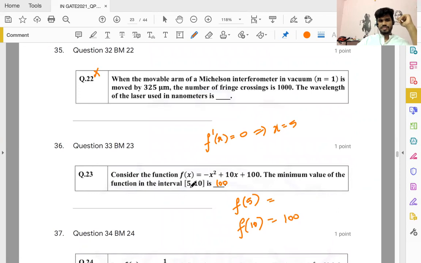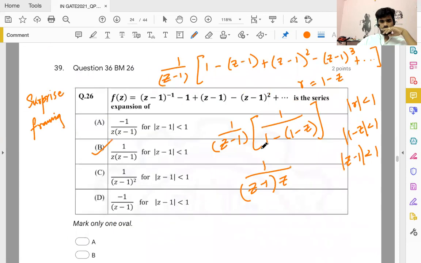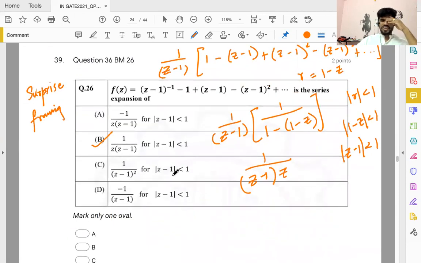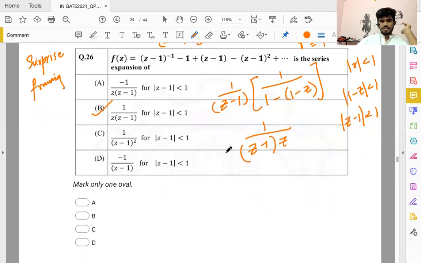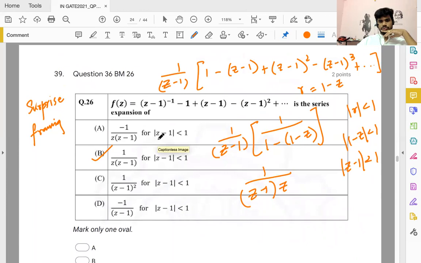We have stressed this enough times. Easy, easy. Let's say, okay, understandable, moderate. And BM26 is a 2 mark question. So this is plus 2 starting from here.